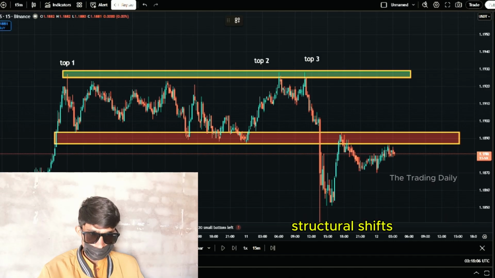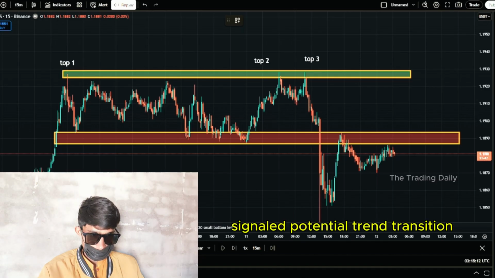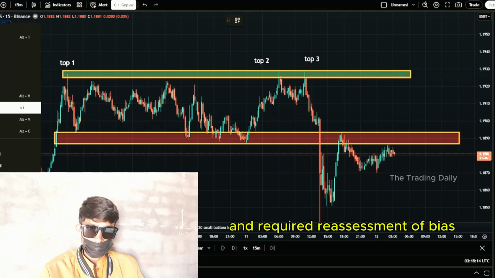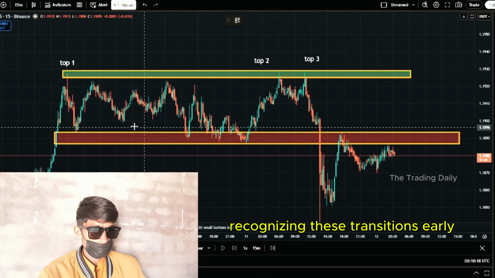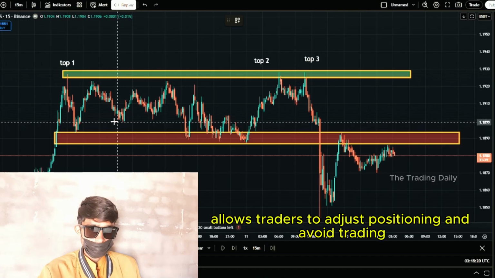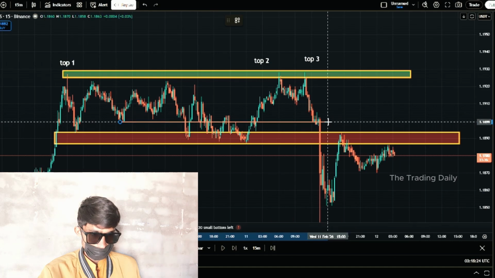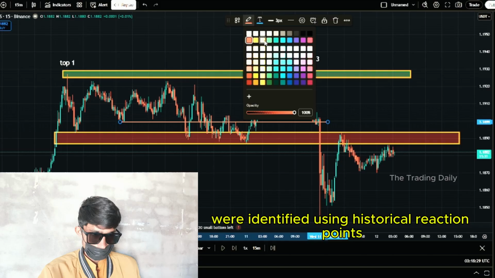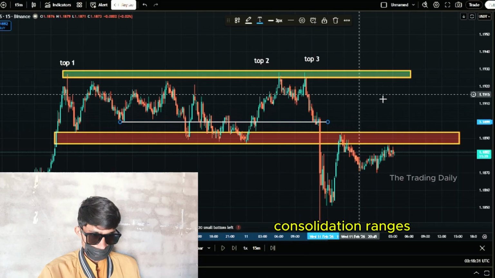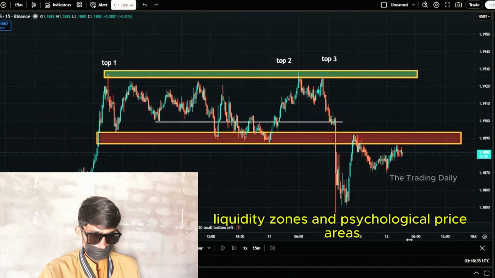areas. Structural shifts, such as a break of a previous higher low in an uptrend, signaled potential trend transition and required reassessment of bias. Recognizing these transitions early allows traders to adjust positioning and avoid trading against emerging momentum. Support and resistance levels were identified using historical reaction points, consolidation ranges, liquidity zones, and psychological price areas.